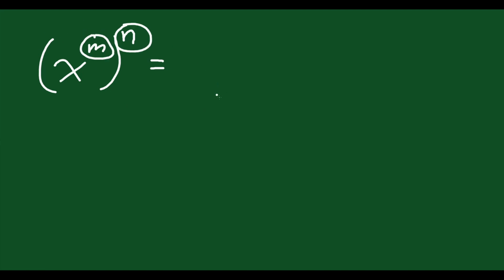Okay, another exponent rule that we can use. Let's say you have x to the m to the n. What this rule allows you to do is simplify what we have by multiplying these two exponents together. So instead of writing x to the m to the n, all you have to write is x to the m times n. So you can just multiply those together and make it into one single exponent, just like that.